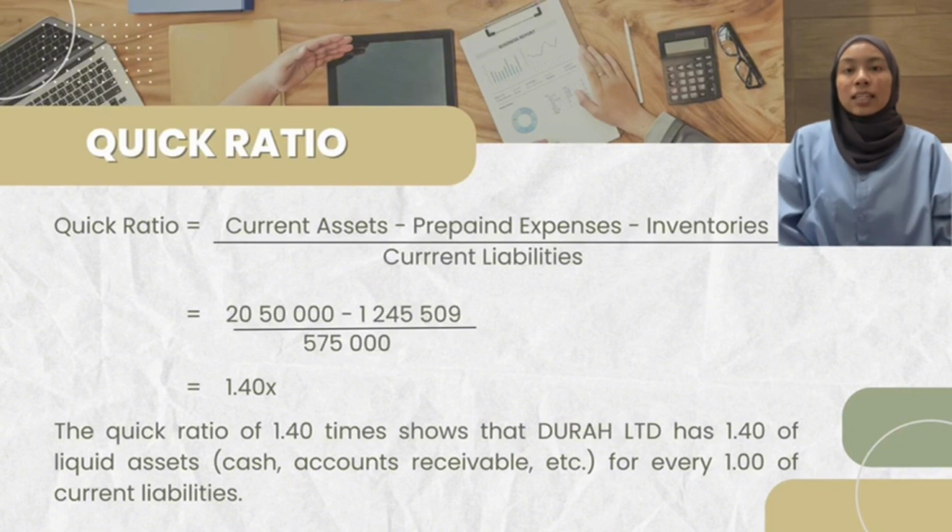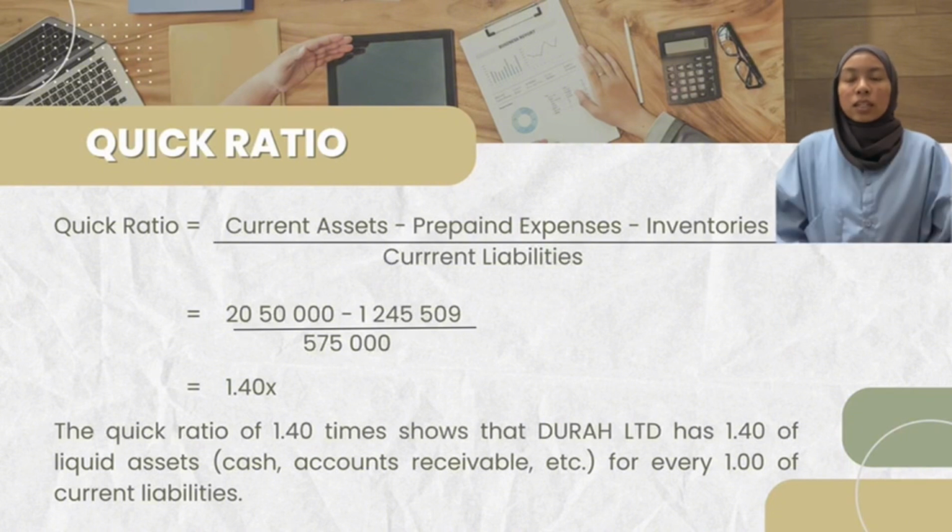In this case, it is calculated as 2,050,000 minus 1,245,509 divided by 575,000, resulting in a quick ratio of 1.40 times. A quick ratio of 1.40 means DURAH Ltd can cover its short-term liabilities without needing to sell inventory or rely on prepaid items.